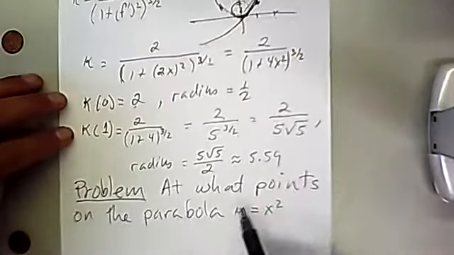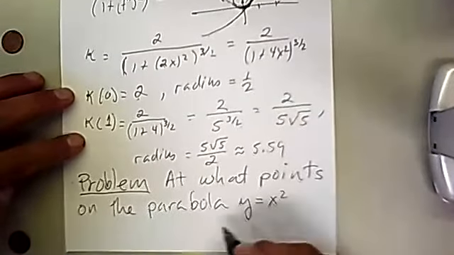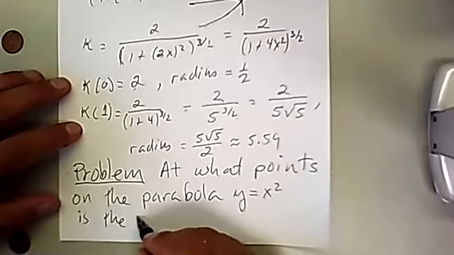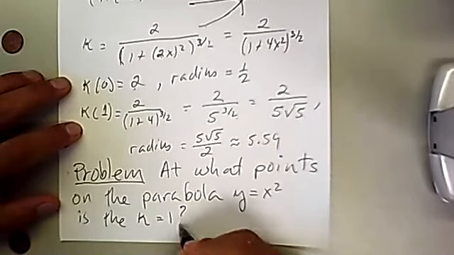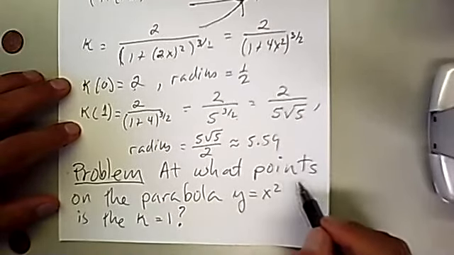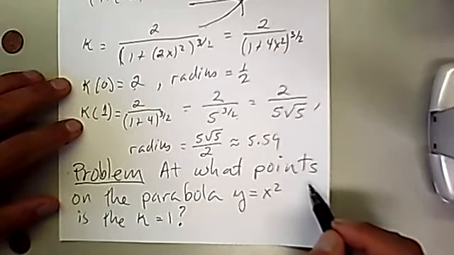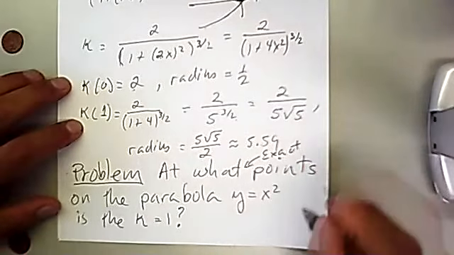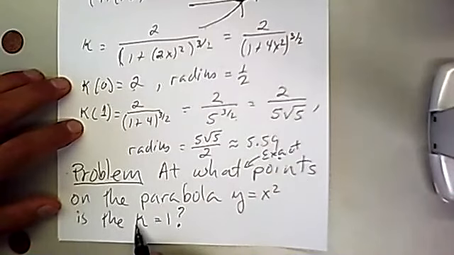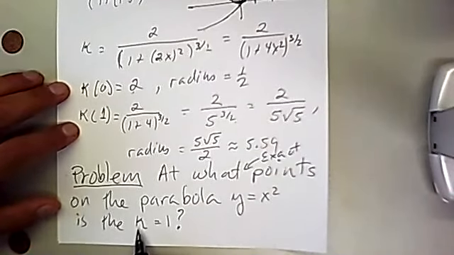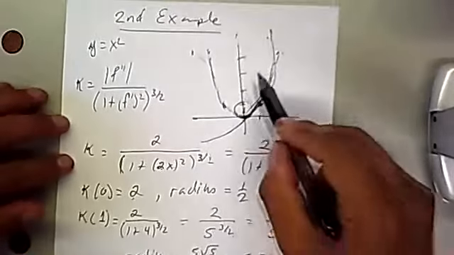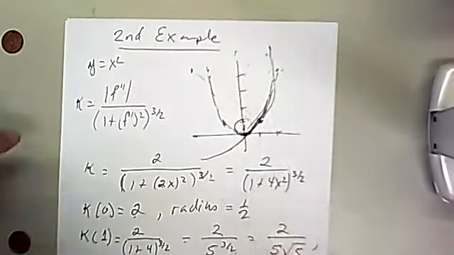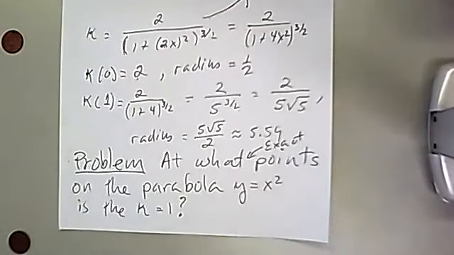So here's the problem. At what points on the parabola y equals x squared is the curvature equal to 1? Whenever I ask this, I'm assuming that we are looking for the exact points on this parabola where the curvature is 1, which means that the circle that approximates the parabola at those points will have a radius of 1. Yep, so here's the problem, and we're going to stop here.